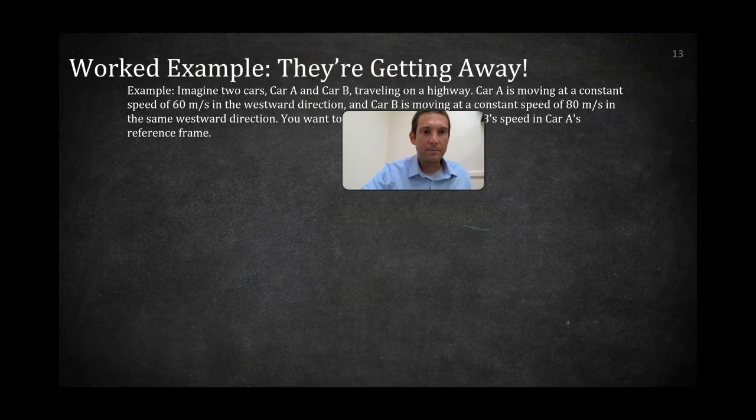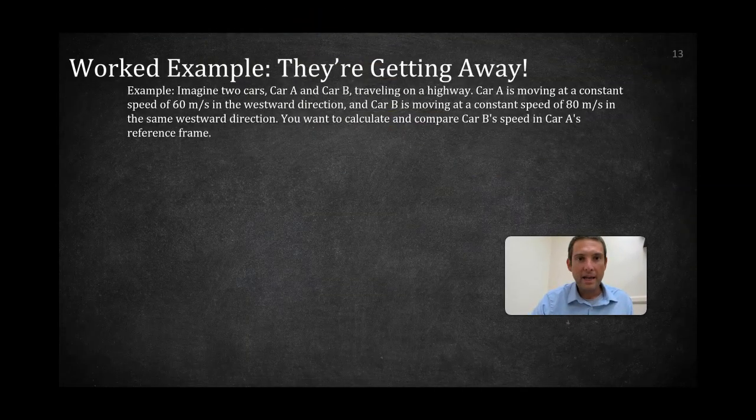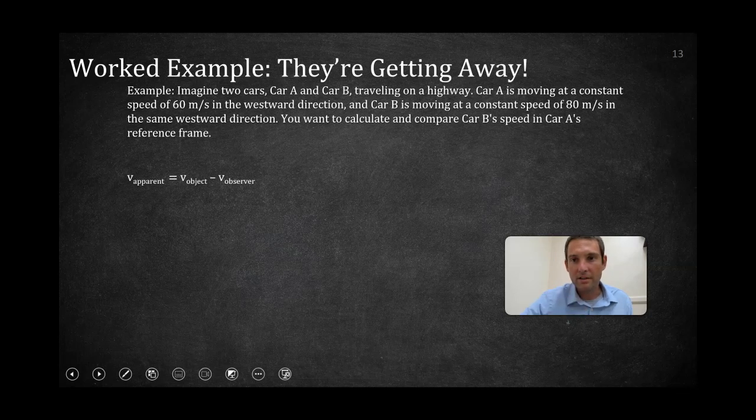All right, worked example. Imagine two cars, car A and car B, traveling on a highway. Car A is moving at a constant speed of 60 meters per second in the westward direction, and car B is moving at a constant speed of 80 meters per second in the westward direction. You want to calculate and compare car B's speed in car A's reference frame. So we're going to use that same equation: the relative velocity of B relative to A equals the velocity of B minus the velocity of A, which gives us a relative velocity of negative 20 meters per second.